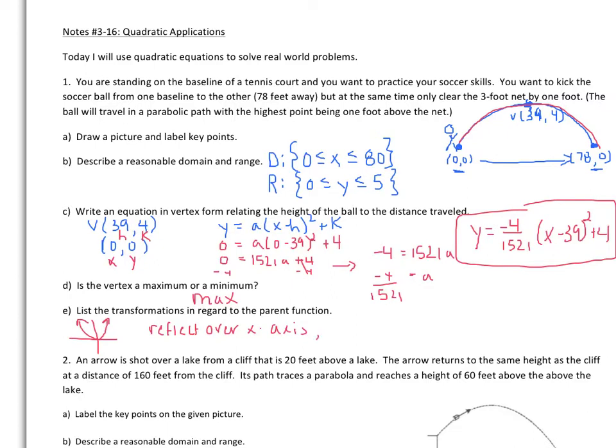And then number two, it moved to the right 39, so it translated right 39 and up 4. Okay, so those are the transformations.